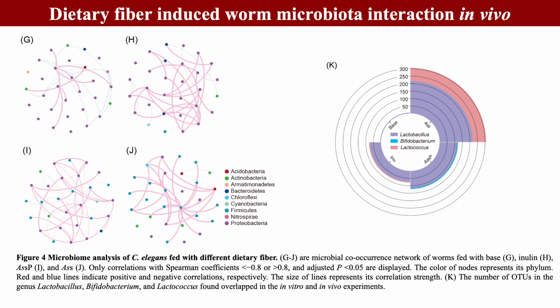Network analysis indicated that in worms supplemented with AssP, more interactions between bacteria increased, and they were all positive, which showed that AssP could induce more complex worm microbiota growth. When we compare the in vitro probiotic growth and the in vivo worm gut microbiota dynamics supplemented with different dietary fibers, we found that only in worms supplemented with AssP, all genera which we used in the in vitro experiments increased. That is, AssP has a better probiotic effect.